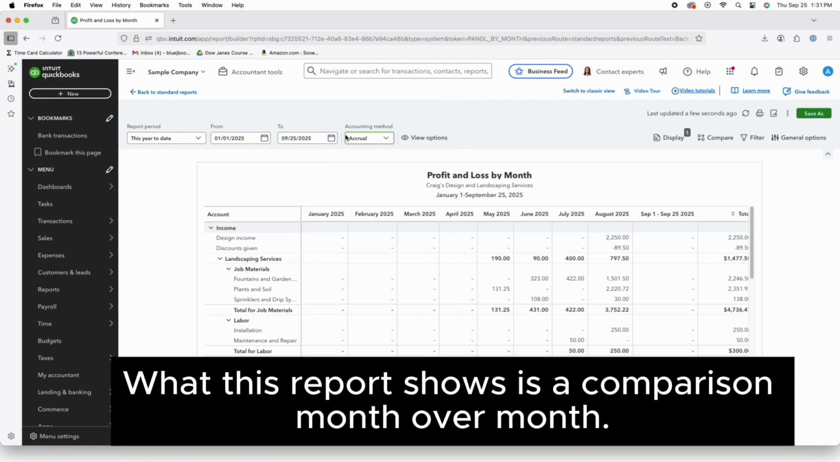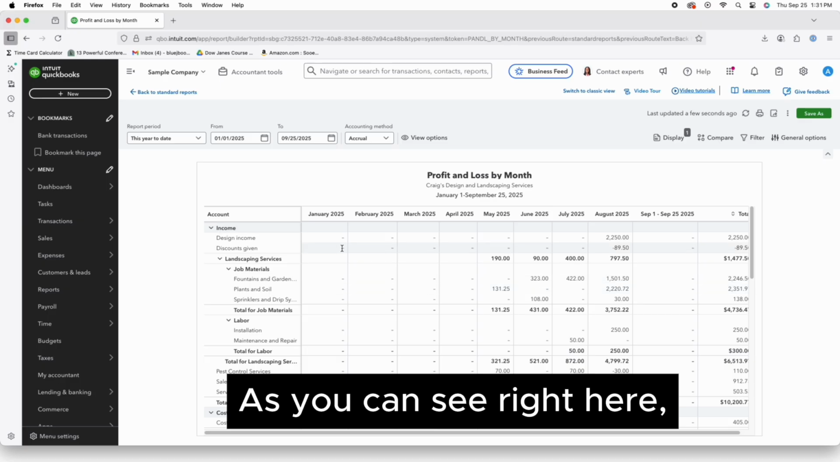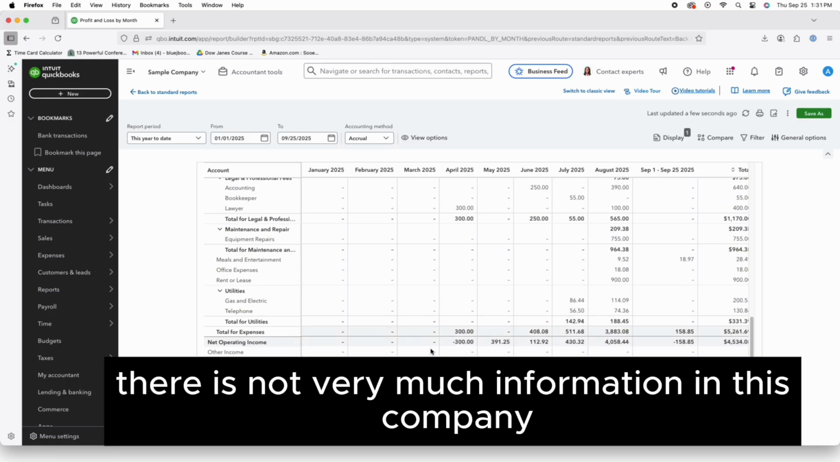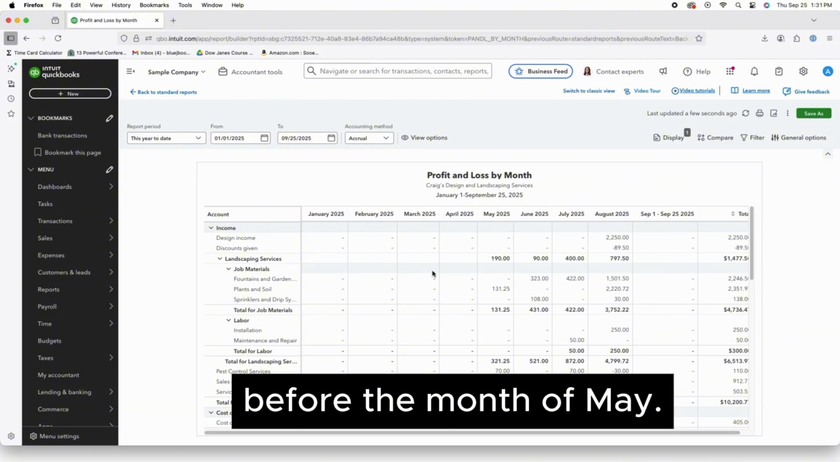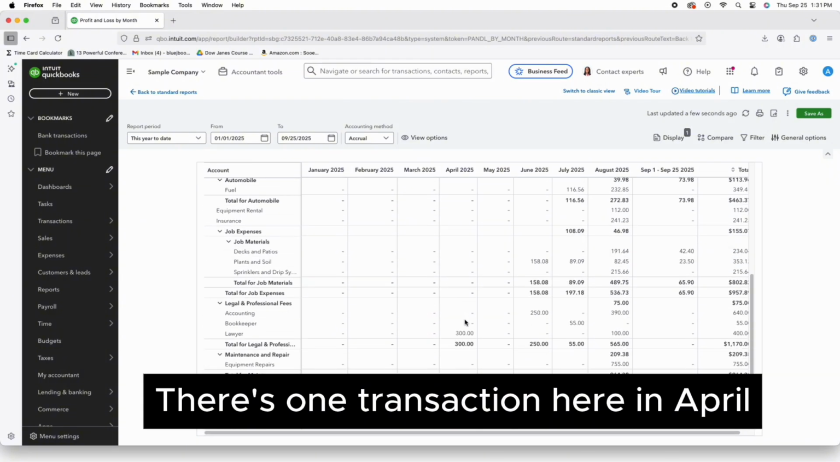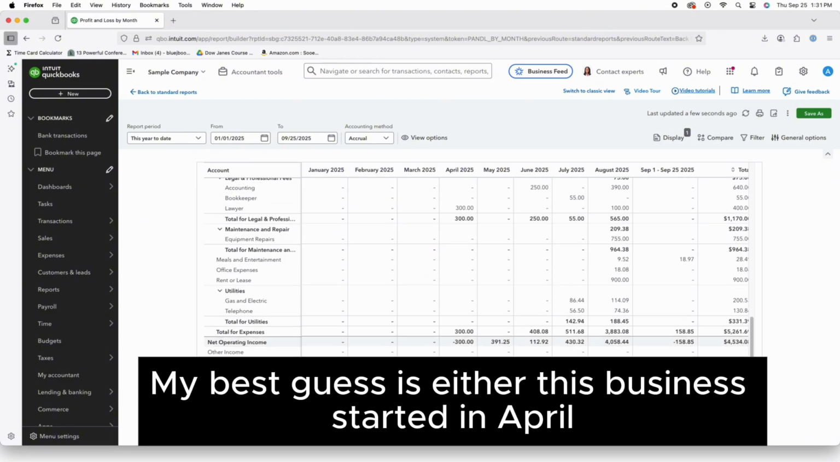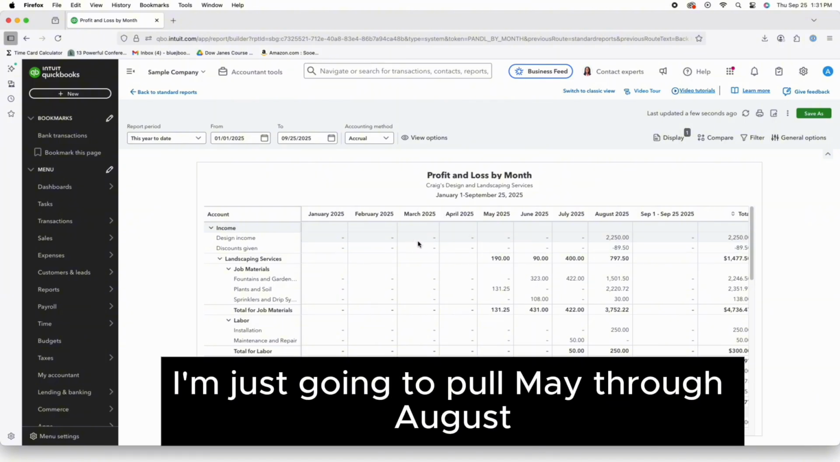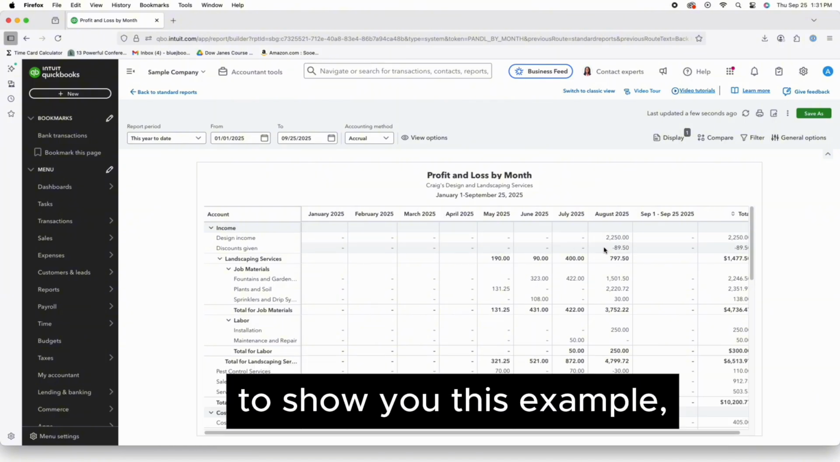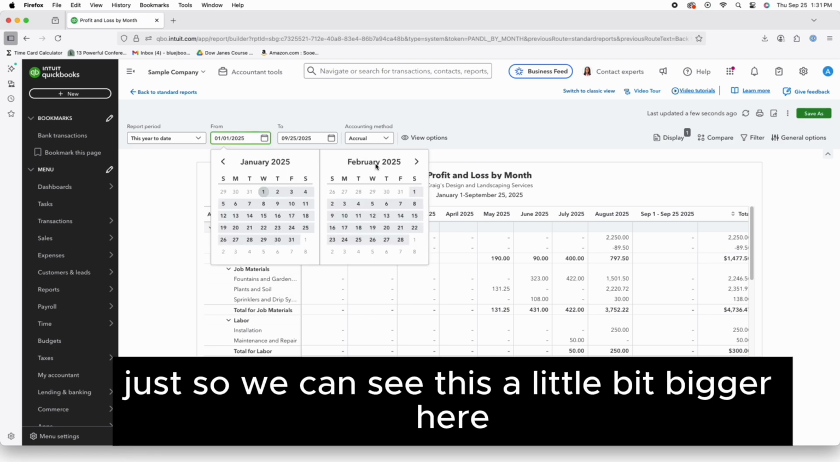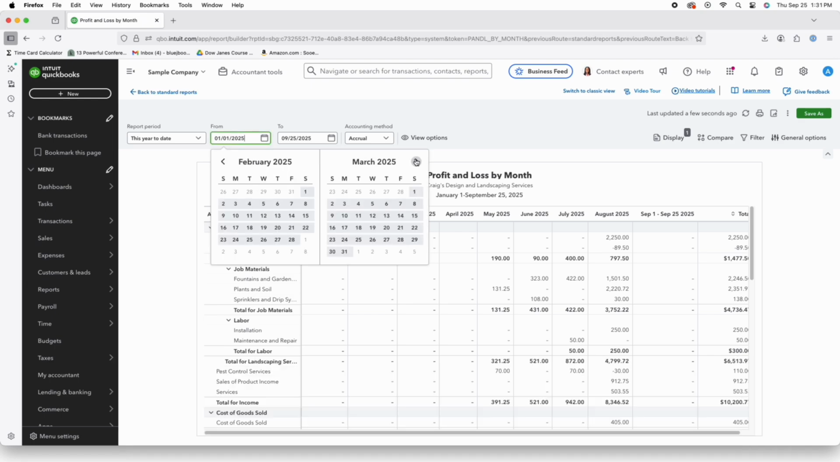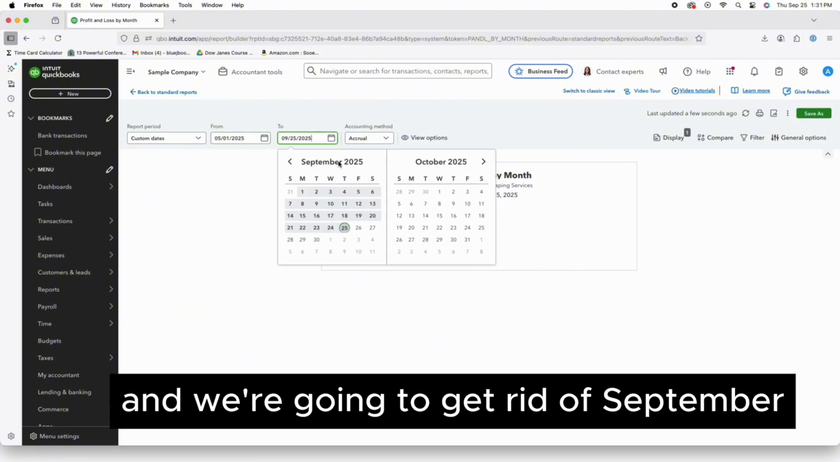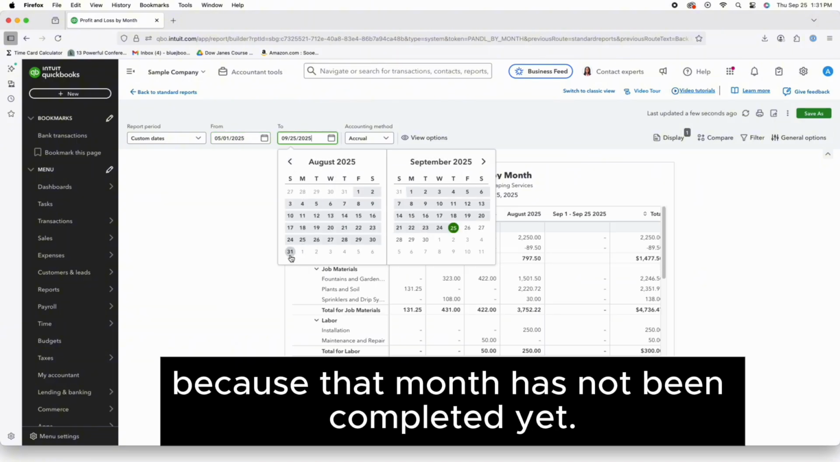What this report shows is a comparison month over month. As you can see right here, there is not very much information in this company before the month of May. There's one transaction here in April. My best guess is either this business started in April or they haven't really been keeping very good books. I'm just going to pull May through August to show you this example, just so we can see this a little bit bigger here. And we're going to get rid of September because that month has not been completed yet.